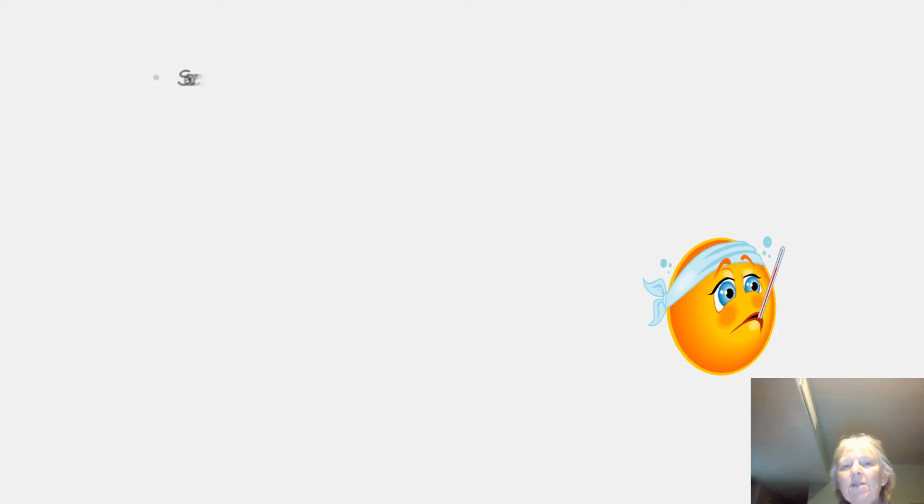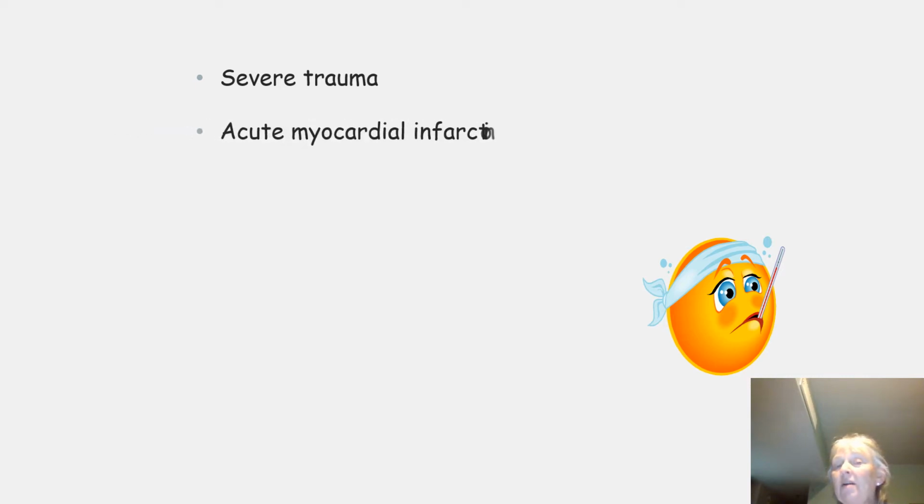So other reasons include severe trauma. If you're losing a lot of blood, you're going to end up with anemic hypoxia, and you're not going to be able to carry that oxygen around. If you're having a myocardial infarction, we need to be able to protect your heart so that we don't lose the entire heart and we can keep you alive.